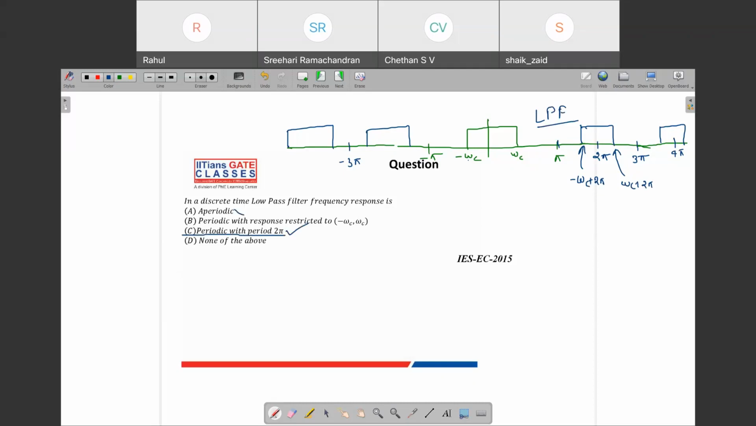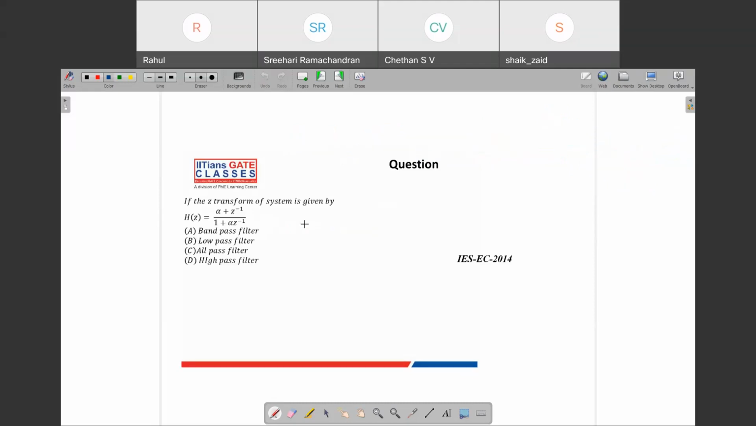The aperiodic option will be wrong, and periodic with response restricted to this is also wrong, because its response will be there at this point also, from here to here. Its response will be there from here to here also, and from here to here also. So this will be periodic with 2 pi. Let me go to the next slide.